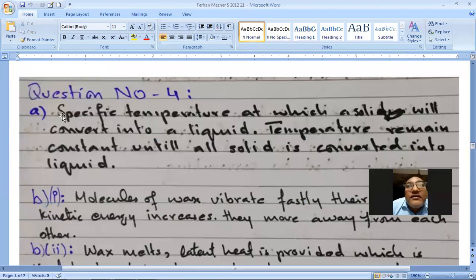Here we have: a specific temperature at which a solid will convert into a liquid. Temperature remains constant until all solid is converted into liquid. So as long as this process is going on in which the solid is converted into liquid, the temperature will remain constant.